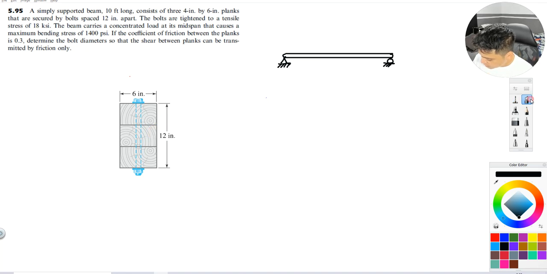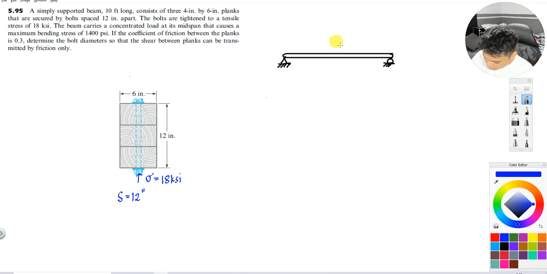Ayun, binigay. This time, ibinigay yung spacing. So, spacing daw is equals to 12 inches apart. The bolts are tightened to a tensile stress. Okay. So, ang ginawa dito, pinaikot to, no? As in, nung pinaikot ng pinaikot hanggang makompress yung pinaka-plank. Parang makompress siya. So, hanggang sa meron siyang tensile stress na 18 KSI.